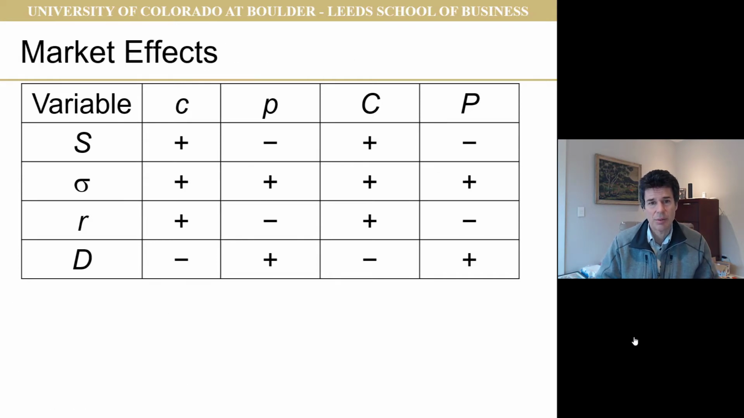And to summarize, we've got this. Spot price going up increases the value of calls, decreases the value of puts. Volatility going up increases the value of all options. Interest rates going up increases the value of calls, decreases the value of puts. Dividends going up decreases the value of calls, increases the value of puts.